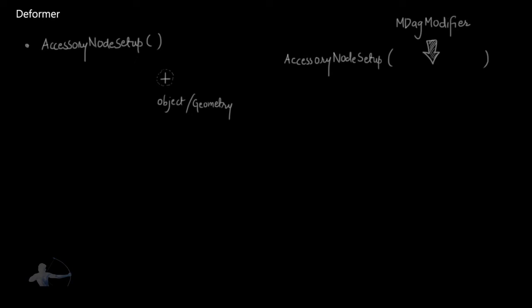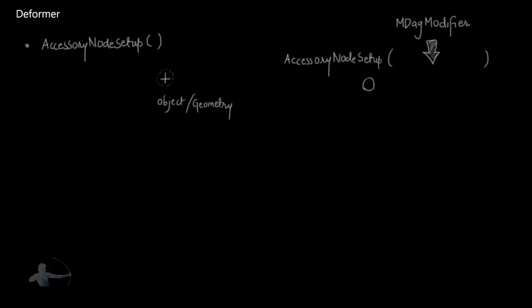MDagModifier is a class that is used to change the structure of the DAG, the directed acyclic graph, and it is usually used to create nodes, make new connections and remove connections in the DAG. So in this example, we will have to create a new node for this geometry, and that's why an MDagModifier is passed to this function, and using that we will create a geometry object which is needed as an accessory object in the scene.